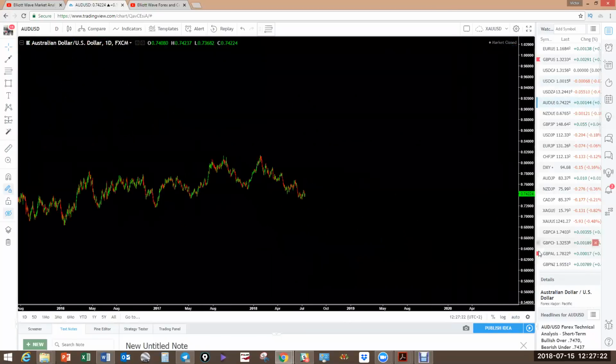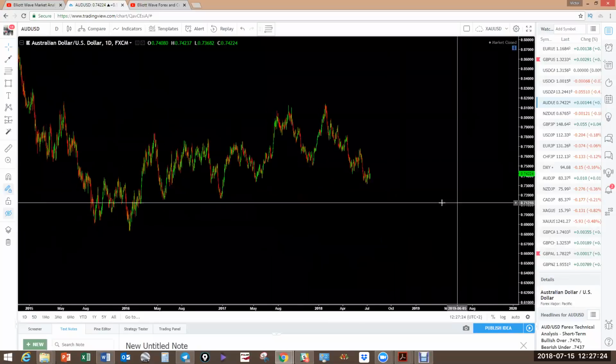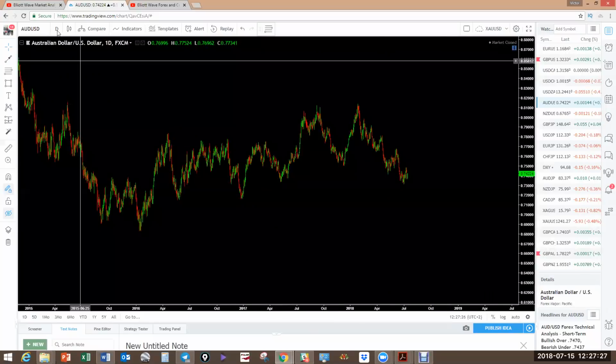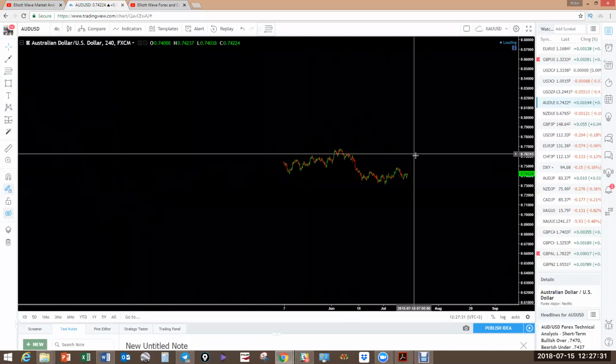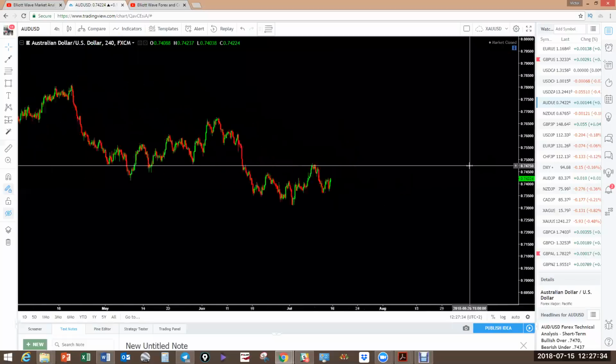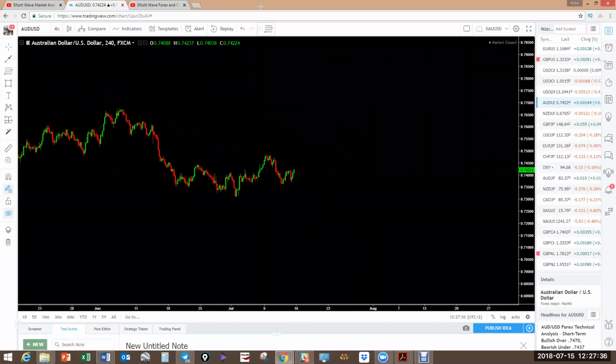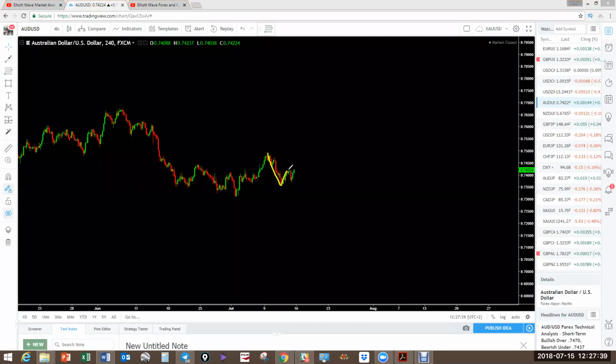AUD US dollar. So AUD US dollar, if we go to the 4-hour chart, let's just go 4-hour. So this one here could do this, 1, 2, 3, one move back. Take this level here and make this move. So AUD is still bearish, and that makes sense because gold is also still bearish. You'll see as we go to gold. So look out for this structure on AUD US dollar.